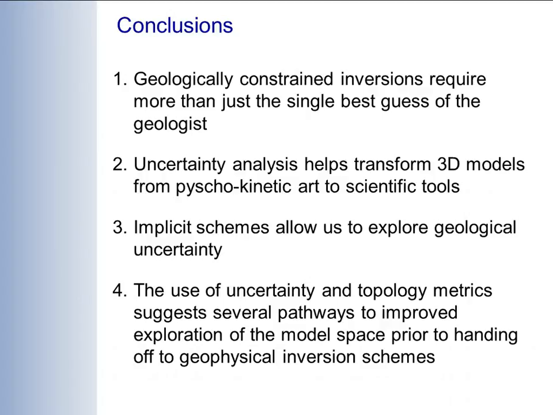So I'm going to finish a bit early, which is unfortunately going to give me lots of time for questions. But the conclusions are that geologically constrained inversions require more than just the best guess single model of the geologist as the input. If you do that, it's asking too much of the regional geophysical data sets to produce the right answer. But by using uncertainty and topological metrics, we can already think of 4 different ways that we can improve the geophysical inversion schemes by providing them with a more geologically insightful set of models to work with. So, thank you.